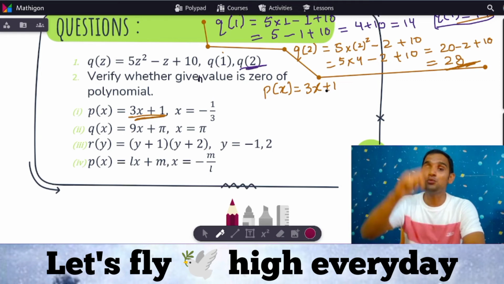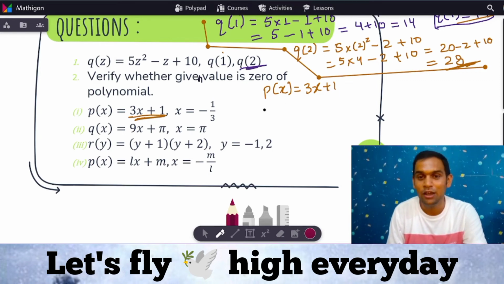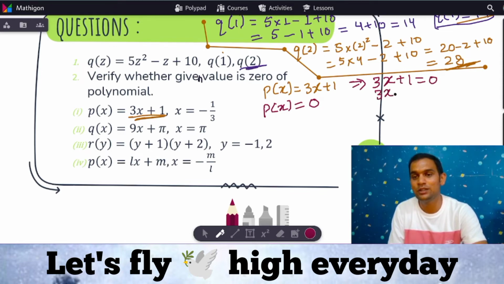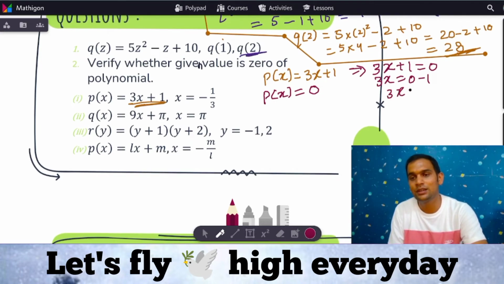Now, once we are trying to find the zero of the polynomial, we want the value of the polynomial to be 0. Yes. And then we have to identify what should be the possibility of x. Yes or no? So that means p of x equals 0. That implies 3x plus 1 equals 0. So 3x equals 0, with 1 going to the other side, it becomes minus 1. So 3x equals 0 minus 1, which is minus 1. So 3 is in multiplication with x. When it goes to the other side, it becomes division.